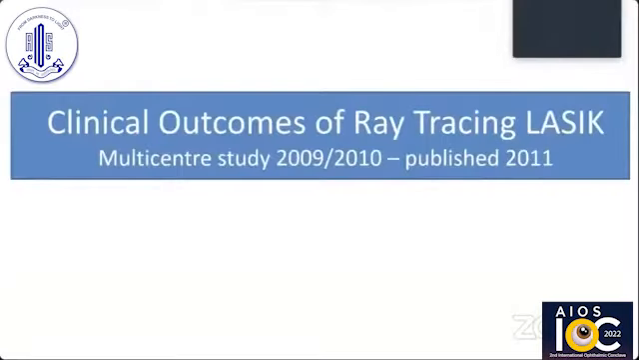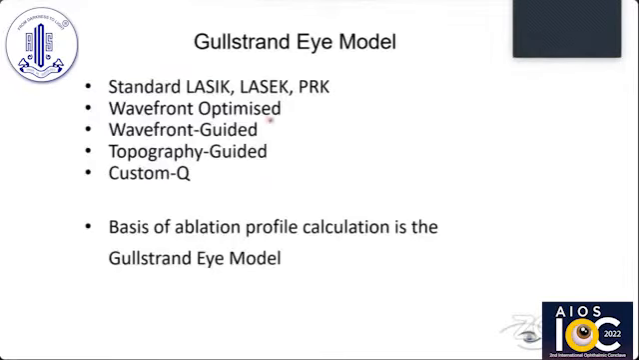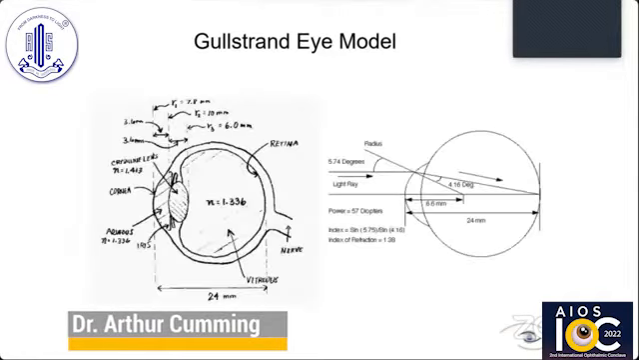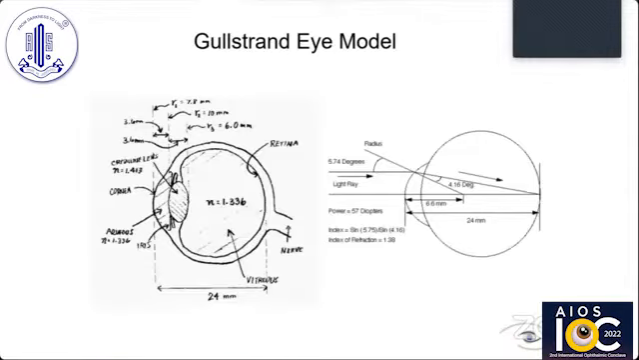Let's look at ray tracing outcomes for LASIK. Irrespective of the procedure that you do, whether it's standard, wavefront optimized, wavefront guided, topo guided, or custom Q, the laser thinks you're treating Gullstrand's eye model. Gullstrand's eye model has an axial length of 24 millimeters and a corneal curvature of 43 diopters every time.